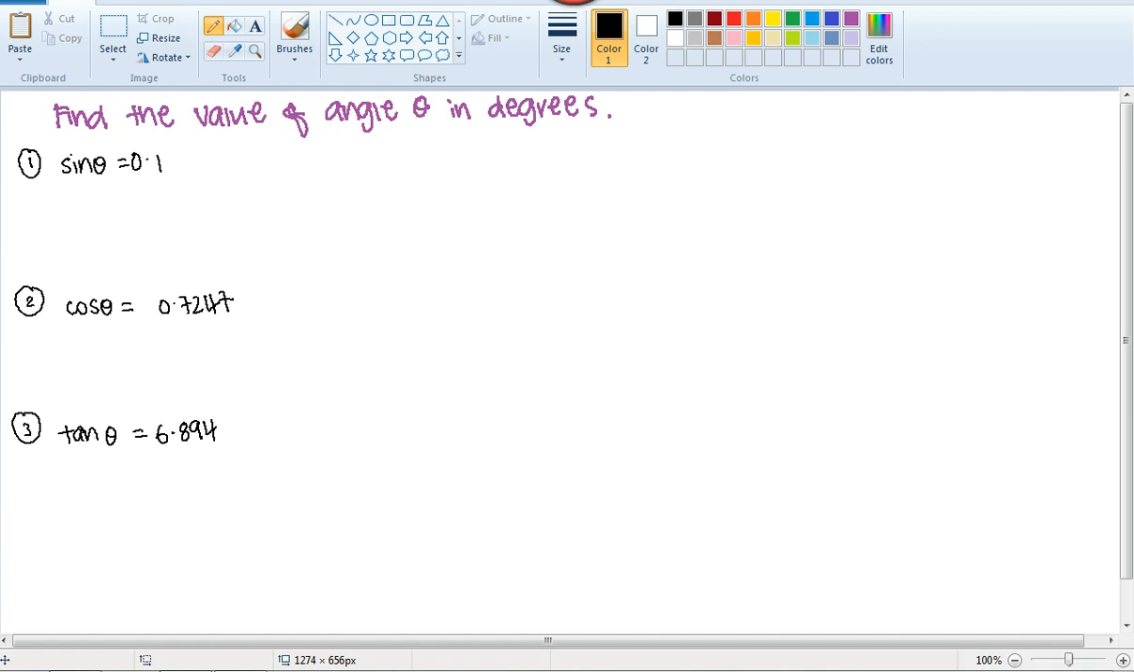Given that sine theta equals 0.1, in order for us to solve for the angle theta, we will take the inverse function of sine. So meaning to say, theta will actually be equal to sine inverse of 0.1. Okay, so how do I press the sine inverse button in my calculator? Okay, so let me write this down. To find angle theta, we use the inverse function key.